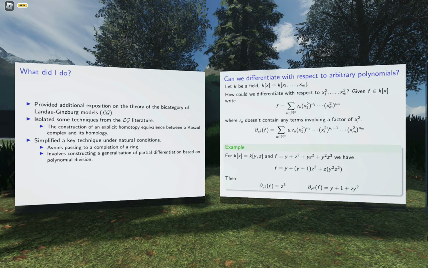In particular, I looked at the construction of an explicit homotopy equivalence between a Koszul complex and its homology. And then I also simplified this technique under some natural conditions. We'll get to exactly what that looks like a bit later in the talk. But this simplification avoids passing to the completion of a ring, and it involves constructing a generalization of partial differentiation, which is based on polynomial division. So that's where we're gonna start things off.